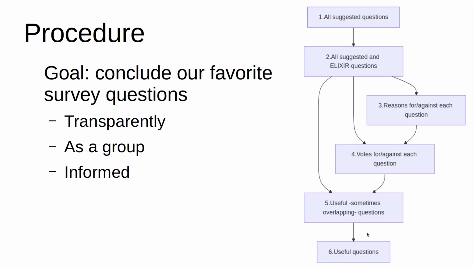And then in a more fuzzy process we'll filter to get the useful questions out of this. Again, this process will be transparent because all steps will have a data set that will be published online. We'll do this as a group and we'll make an informed decision because we write down our reasons for or against each question.